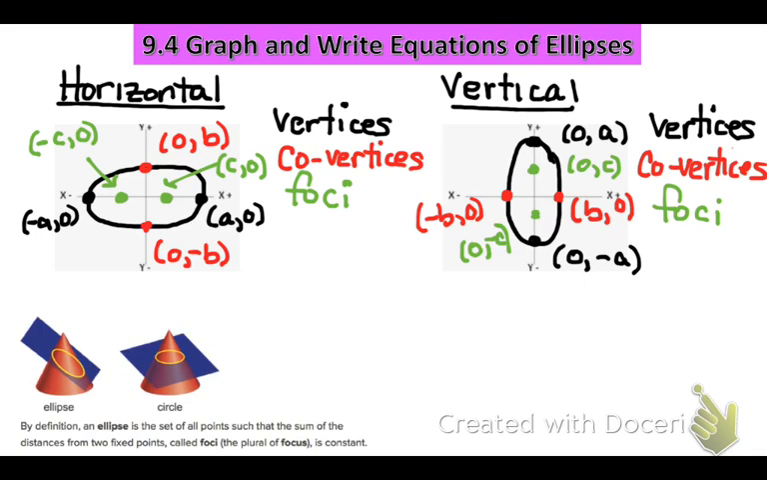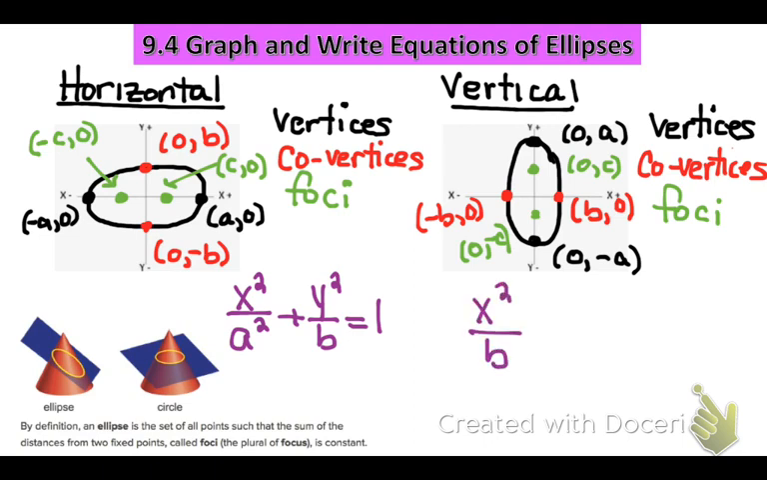If you haven't already paused the video and copied down these two diagrams, I think you should. We're also going to go over two equations, one for the horizontal graph and one for the vertical. The equation for our horizontal graph is going to be x squared over a squared plus y squared over b squared equals 1. And our vertical graph is x squared over b squared plus y squared over a squared equals 1. And notice they're almost identical. The a values and the b values are just switching places.